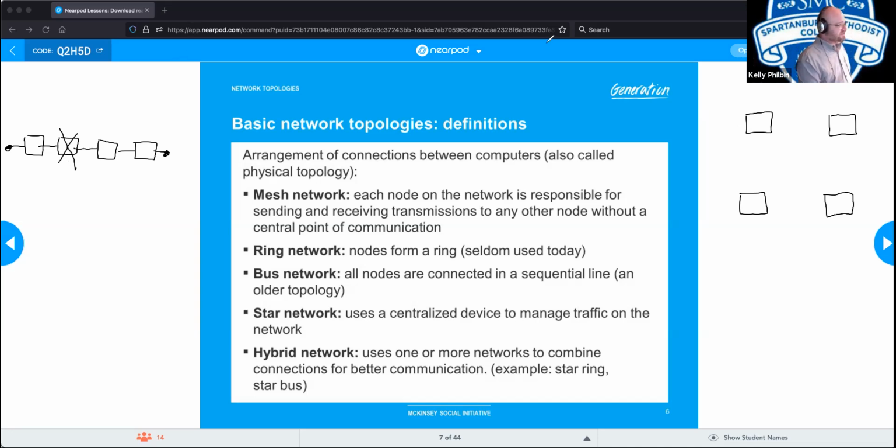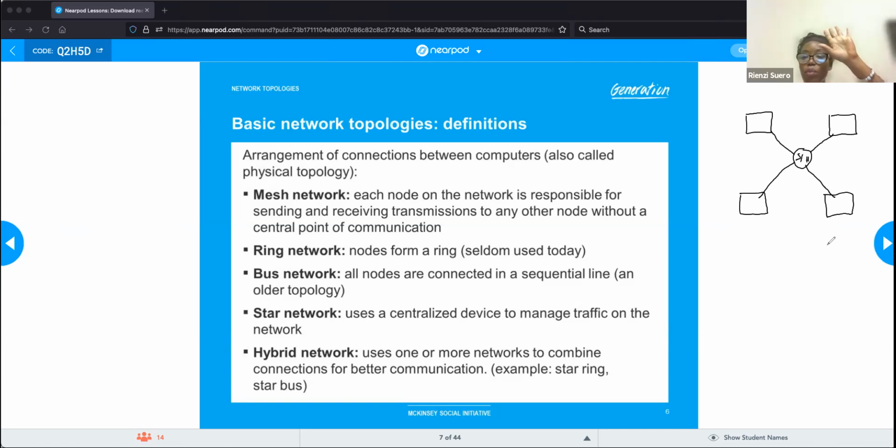All right, so got the ring taken care of. Now we will talk about the star network. So back over to our original four here. A star network has a central device that is used for communication that has lines going out to each unit. And this could be either a switch or a hub.